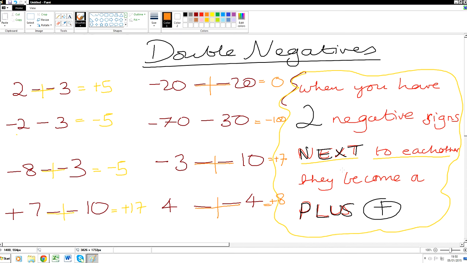Thank you very much for joining us. So remember, please, it's two negative signs next to each other, or two minuses next to each other. So we can even write up here: two minuses next to each other become a plus.